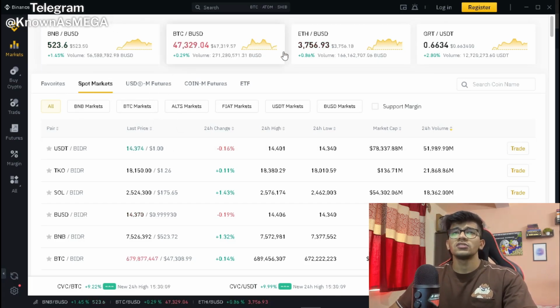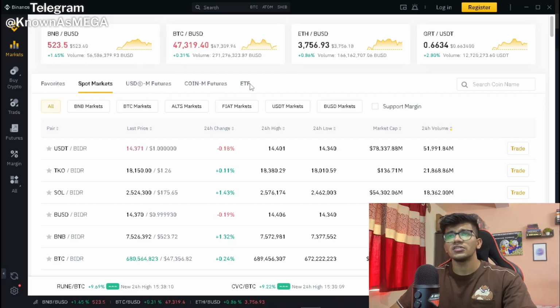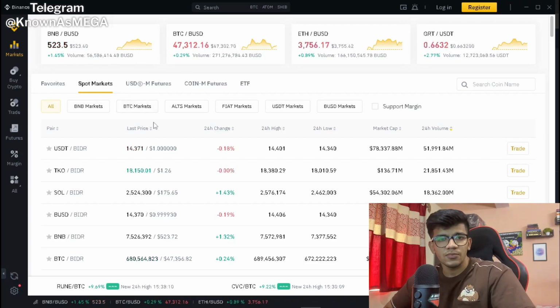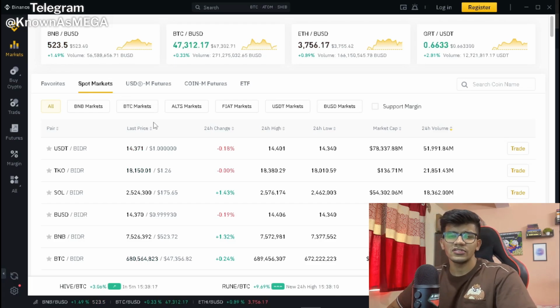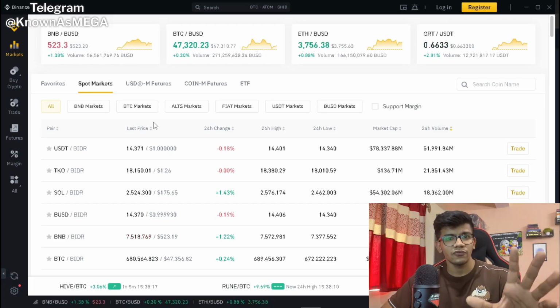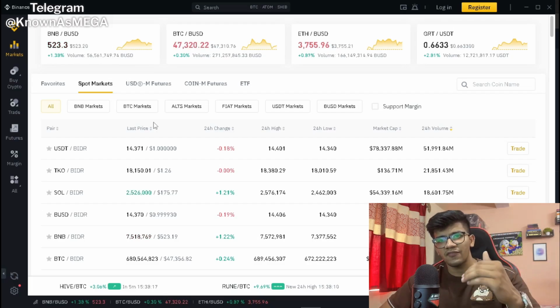So over here, what's the first thing that we see? The first thing that we see is spot markets, USDM futures, CoinM futures, ETF. So what are spot markets? Spot markets are nothing but the actual markets. Like in the stock market, if I'm buying a stock on delivery basis, or for holding, it's the same thing as the spot market. If I buy a crypto on the spot market, I'm basically buying or investing into that actual crypto.